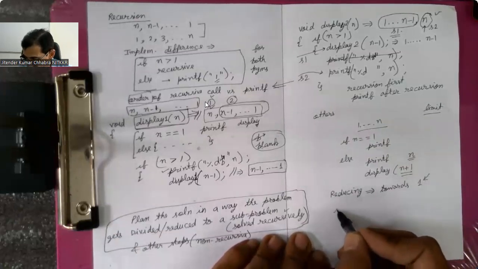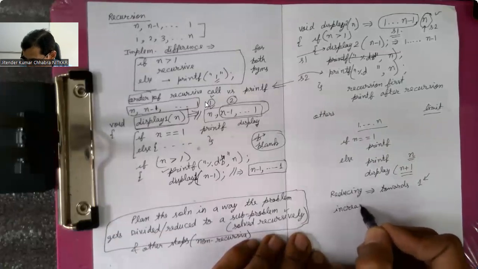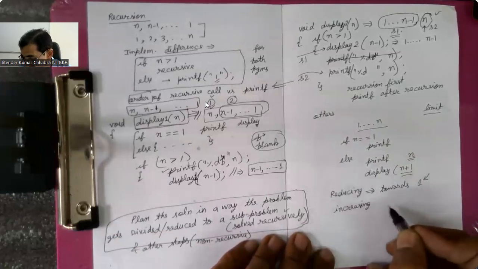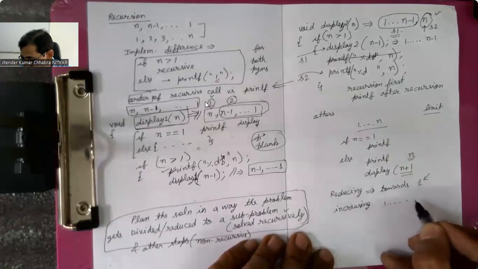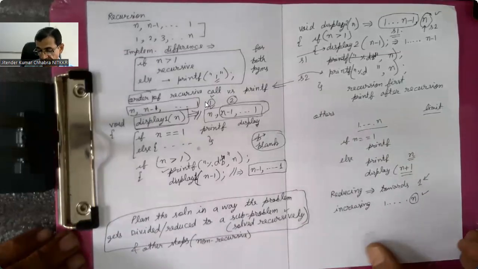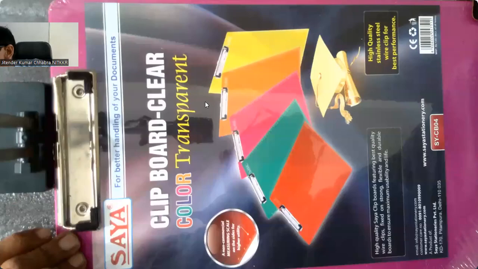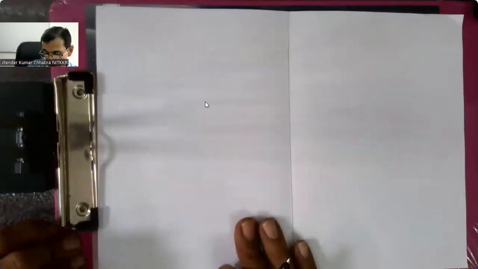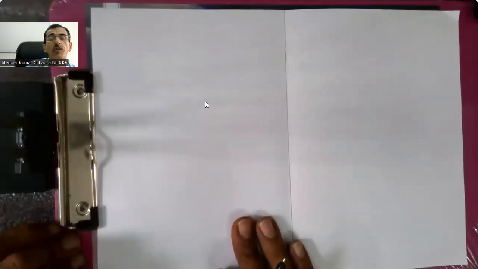The other way could be increasing towards n, but then you have to store the final limit. That could be another way, but you have to manage that. So I'm not going into further detail than that. Having said that, now we can resume and go for more discussion. So recursion, I am sure now all of you are able to understand.